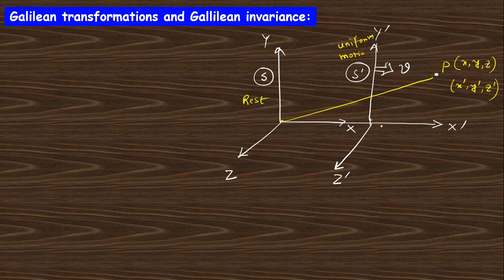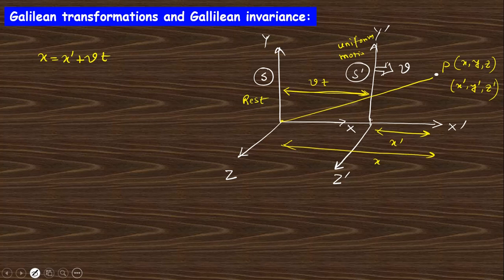Now, if we want to describe the relation between x prime, y prime, z prime, you can see here that x prime is this distance, and x is measured from here, and this distance is nothing but velocity into time. This is the uniform velocity. So x is nothing but x prime plus vt. Clear? The other two, y and y prime, are equal, z and z prime are also equal, and t and t prime are also equal.